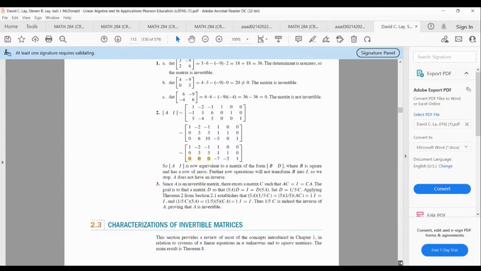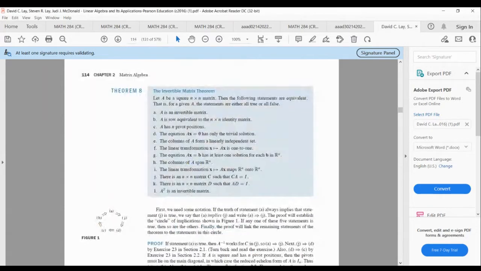Okay, let me go here. Here it is. Look at that, Theorem 8, the invertible matrix theorem. Sorry. Look at that lovely theorem.